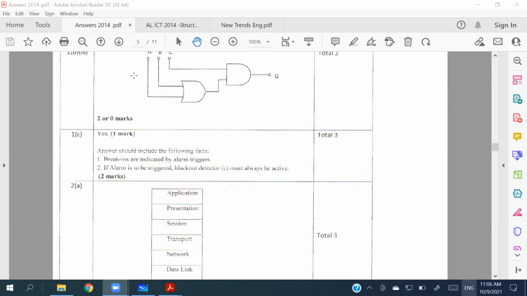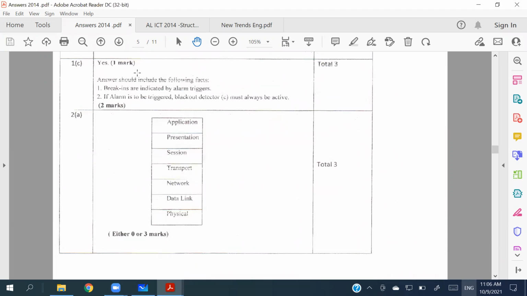Okay. Who has done the second question? Right. All right. So let's go to the second question. For the very first one, they're asking to draw a diagram depicting the 7 layers of the OSI reference model. So it's easy, right? Application, presentation, session, transport, network, data link, and physical. So it says either 0 or 3 marks, right? It's a pretty straightforward question.